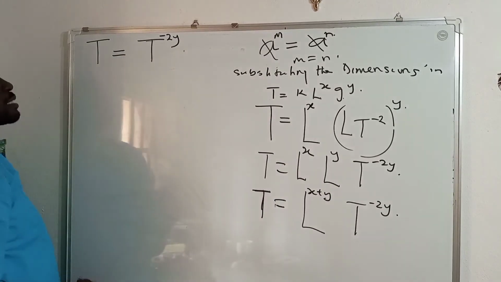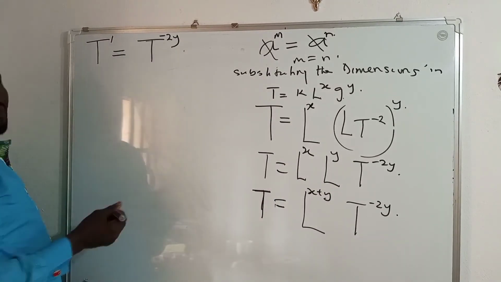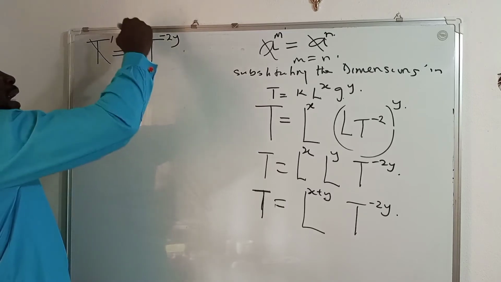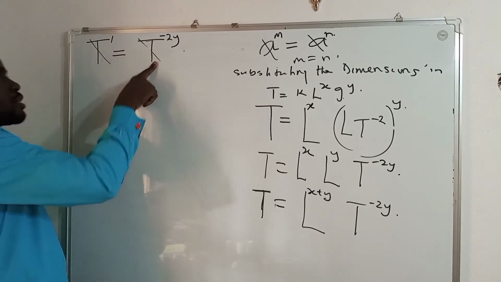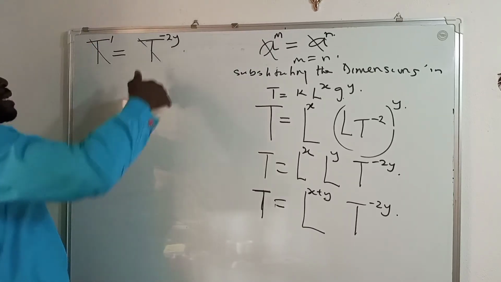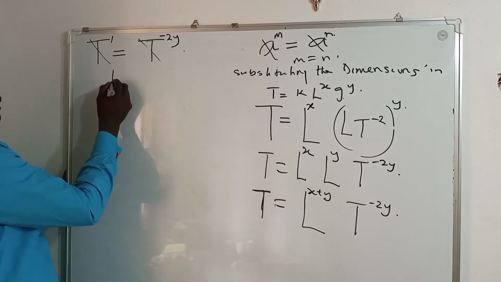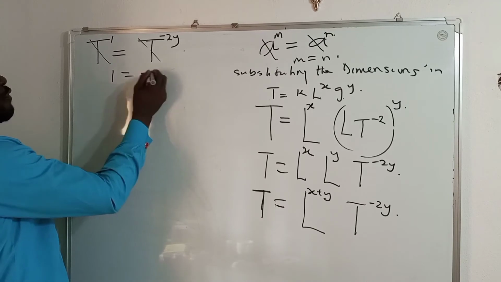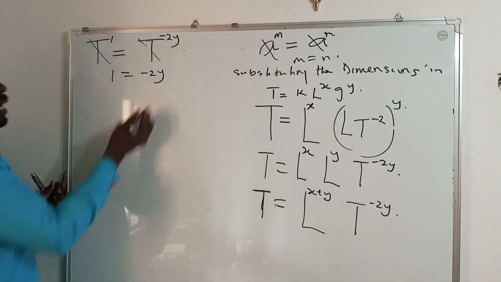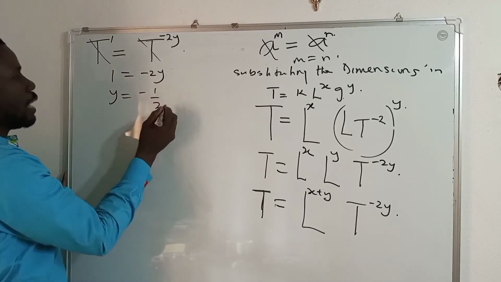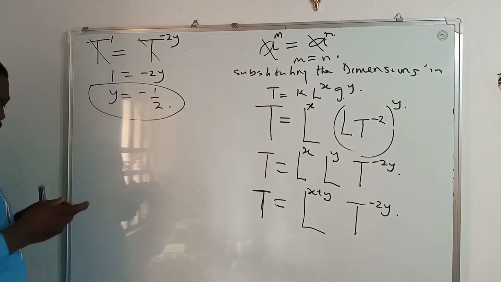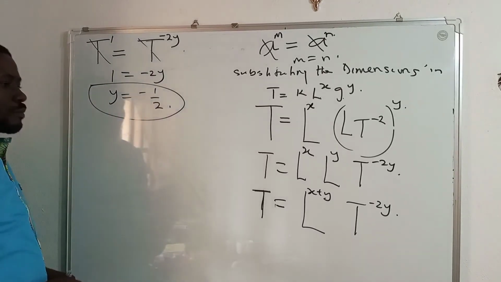So what that means is that, of course, this t is raised to power 1. This t can now cancel this t. The reason is that this is a base and it's the same as this. Applying that law, this will cancel. What we have left will be the power of this equal to the power of the other t. And if you make y the subject of the formula, y will be equal to minus 1 all over 2. You can see we've gotten the value of y.